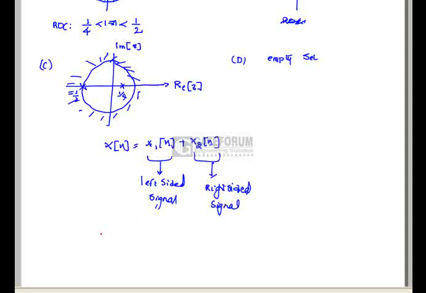Means here the ROC of x1 of z is mod z less than half, whereas ROC associated with x2 of z is mod z greater than 1 by 4. Hence option A is correct.